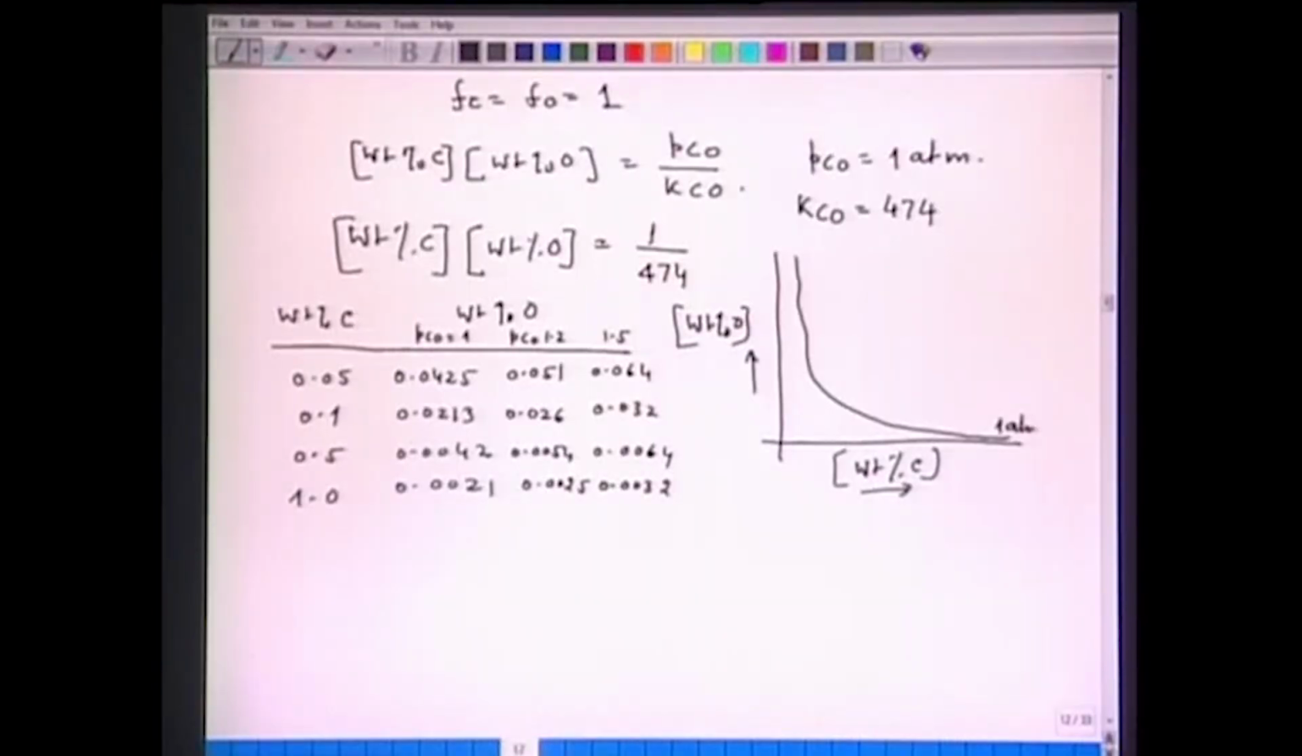So, if I plot these values, or just show them schematically, if this is 1 atmosphere PCO, then somewhere here I should have 1.5 atmosphere, and this particular range may have the range of partial pressure of CO. So, what I want to say from here is that an increase in the partial pressure of carbon monoxide increases the oxygen dissolved in steel.